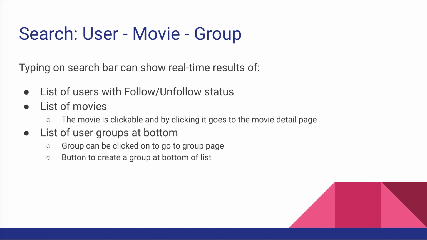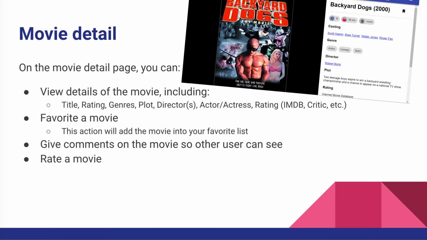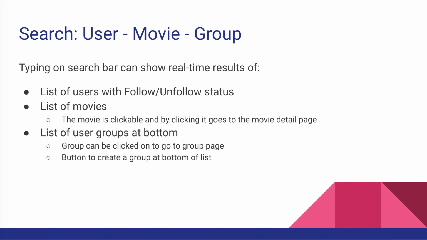Typing on the search bar can show real-time results. The first one is a list of users with follow and unfollow status. The second one is the list of movies. The movie is clickable, and by clicking it goes to the movie detail page. And the third one is the list of user groups at the bottom. The group can be clicked on to go to the group page, and there is a button to create a group from the bottom of the list.